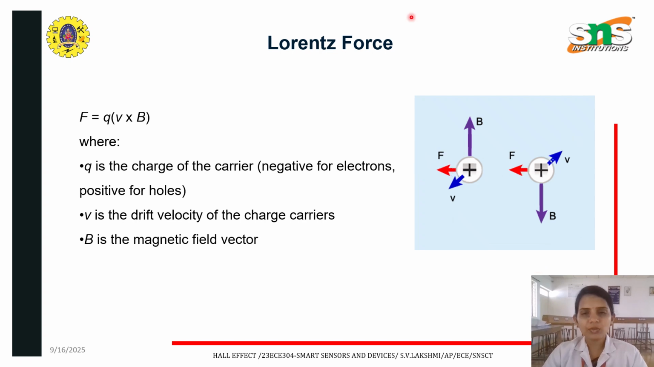As I said, we could see how the Lorentz force deflects the charge carriers. It is given by the expression F = Q × V × B, where Q is the charge of the carrier, negative for electrons and positive for holes, V is the drift velocity of the charge carriers, and B is the magnetic field vector. This is the Lorentz force equation.